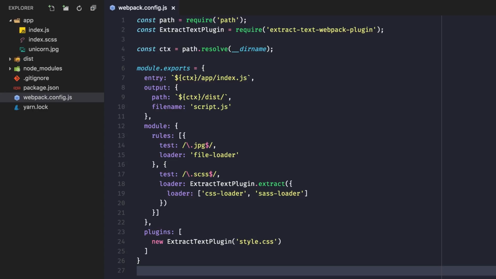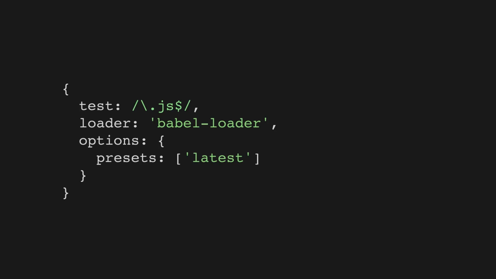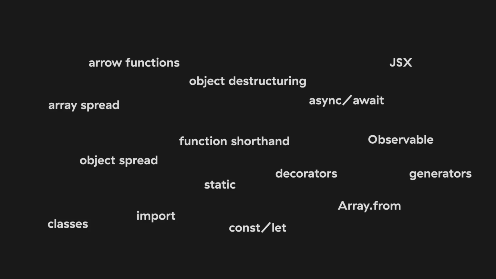Okay, so let's add Babel here, because why not? The syntax follows. We have a test here for JS, and we have a Babel loader, so creative. And we can add some options here for presets for latest. So this will enable us to use some Babel functions. You can add more presets and create more complex stuff.